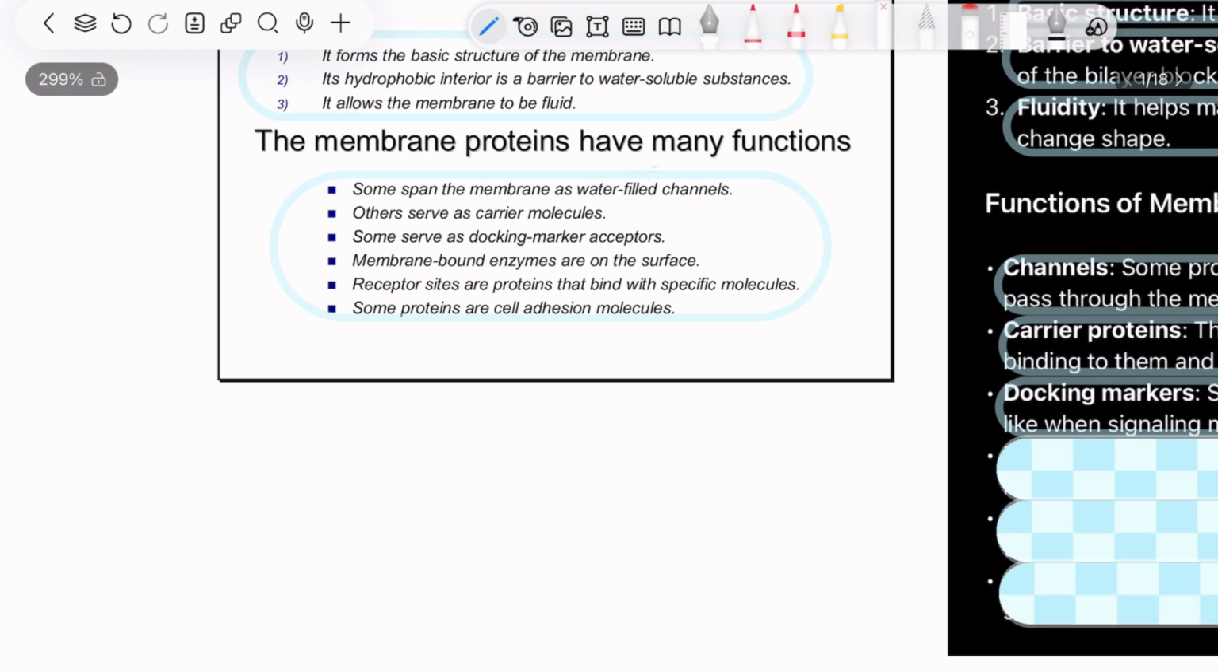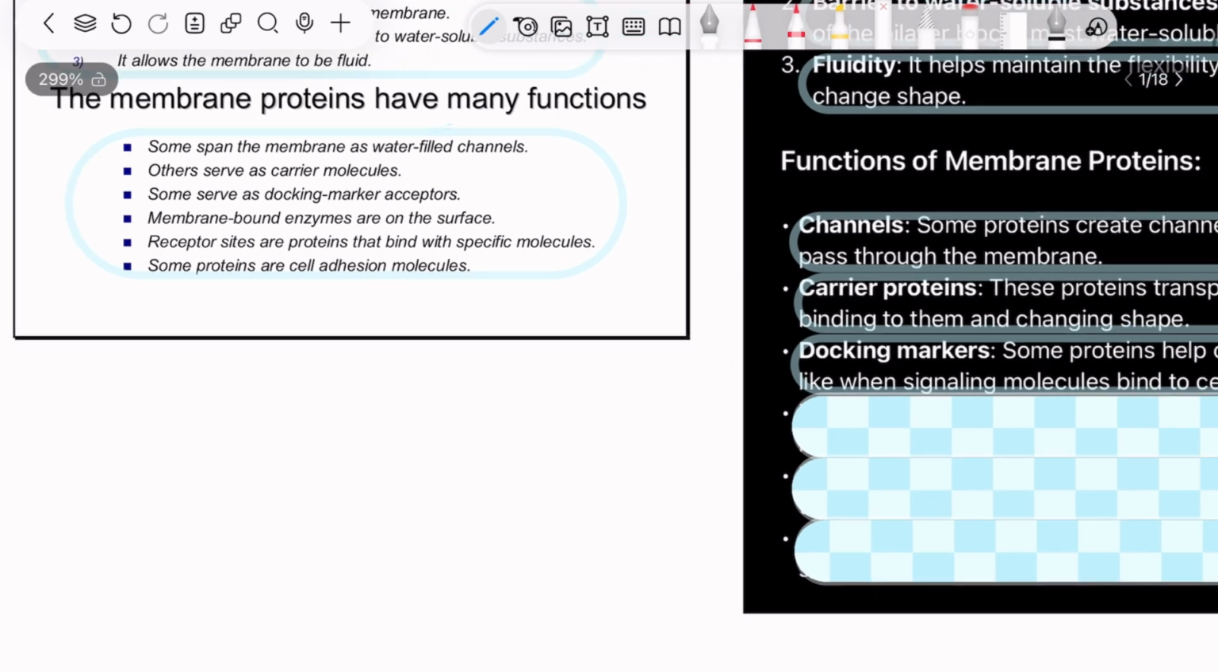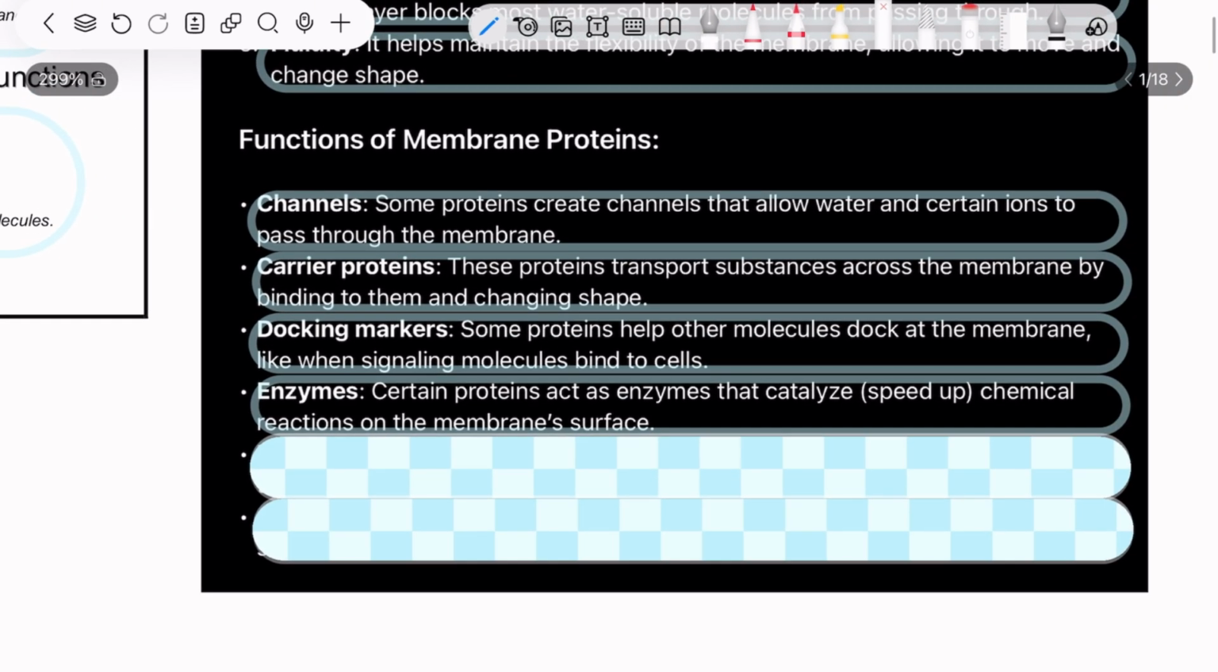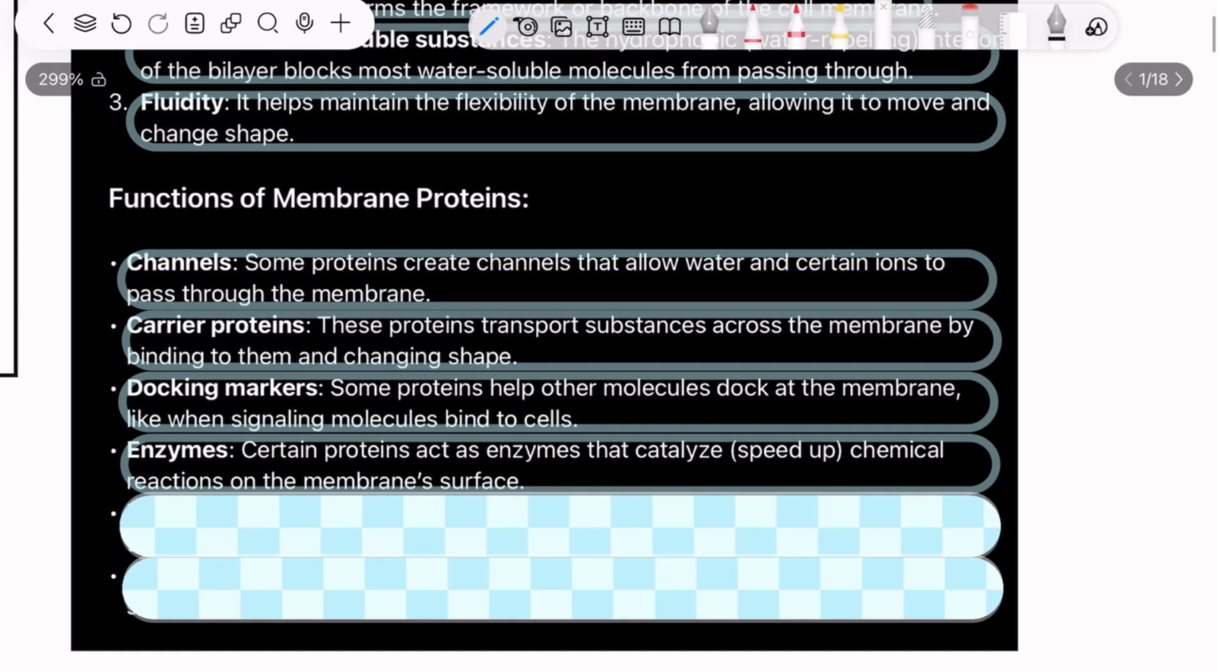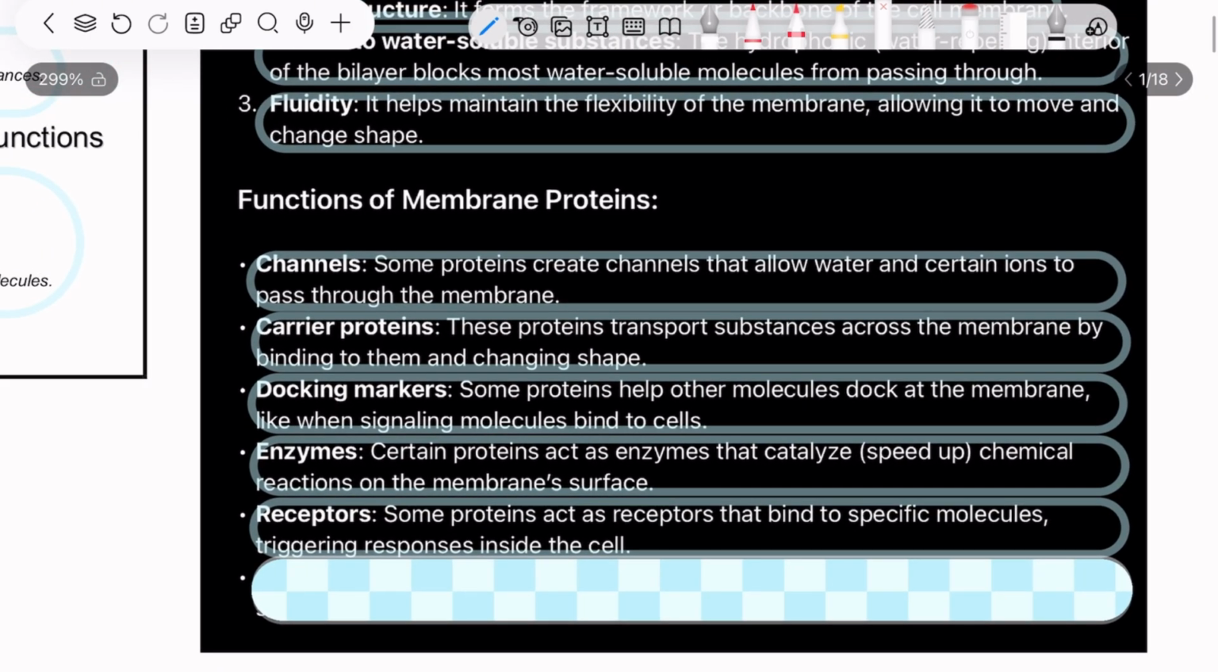Membrane-bound enzymes are on the surface. Certain proteins act as enzymes that catalyze or speed up chemical reactions on the membrane surface. Receptor sites are proteins that bind with specific molecules. Some proteins act as receptors that bind to specific molecules, triggering responses inside the cell. So, say hormones, for example.